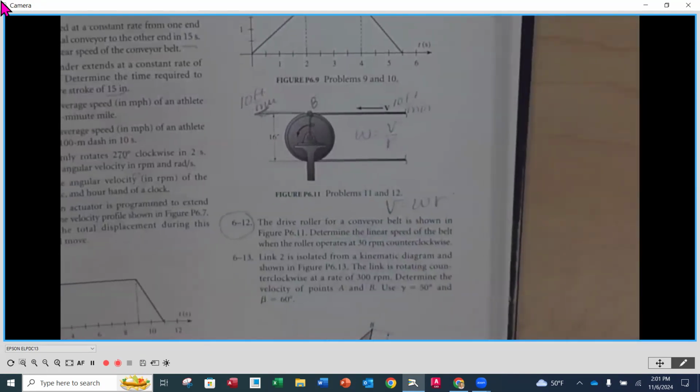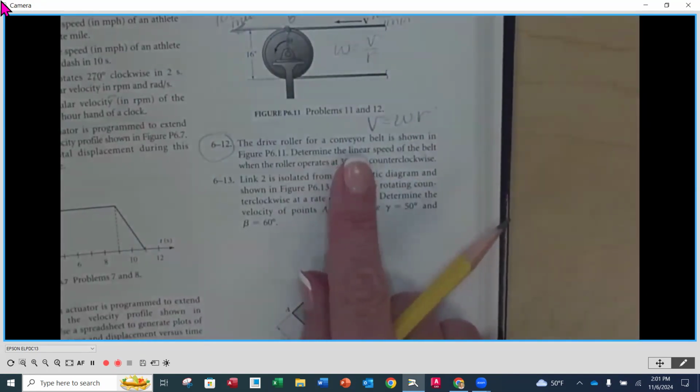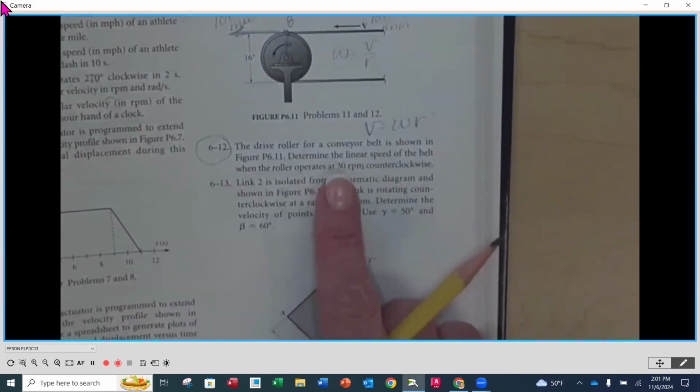And then for number 12, same problem, same illustration up here, but this time the drive roller on the conveyor belt is shown. Determine the linear speed of the belt when that roller operates at 300 RPMs counterclockwise. So this time you're given the W and you want to find the V. Okay. That needs a diagram again as well.